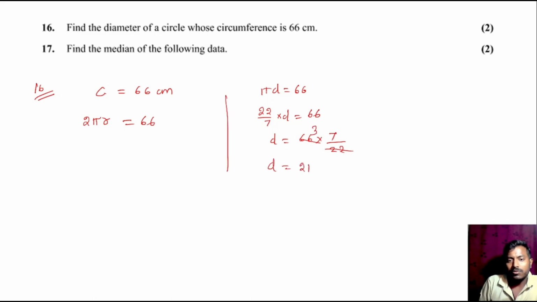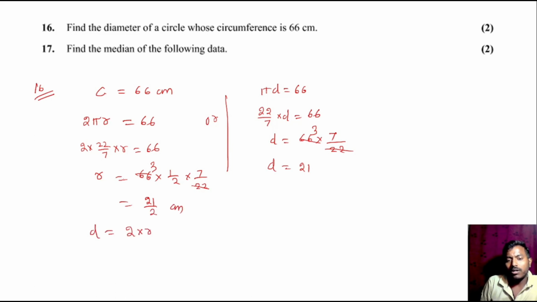Okay. Also we can find with 2 into 22 by 7 into r equal to 66. Now r equal to 66 into 1 by 2 into 7 by 22. Then 22 goes 3 times. Now 7 times 3 is 21, by 2 centimeter. Now d equal to 2 into r, that is 2 into 21 by 2. The 2s cancel, so 21 centimeter. Clear? Question number 17. Find the median of the following data.